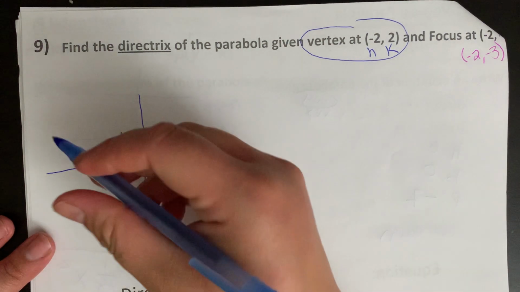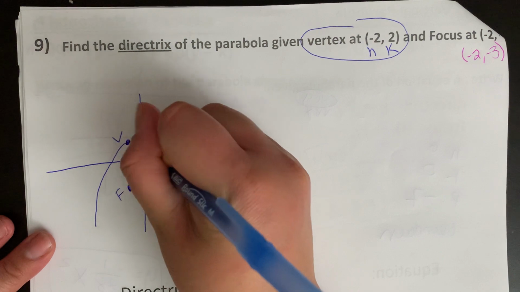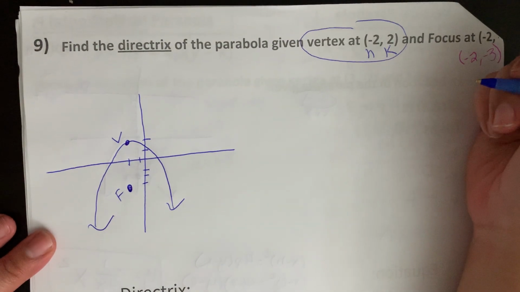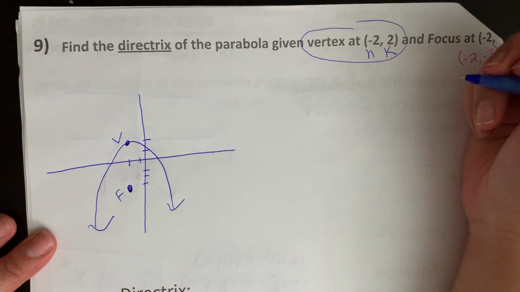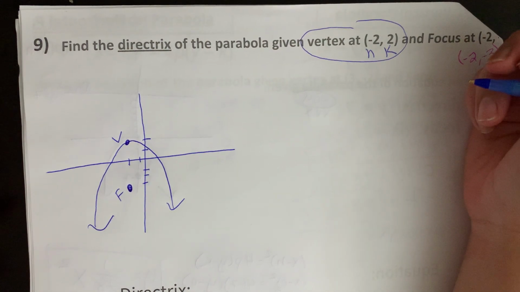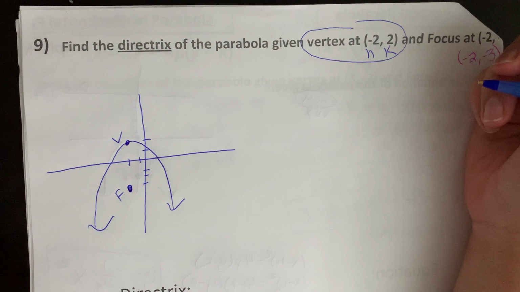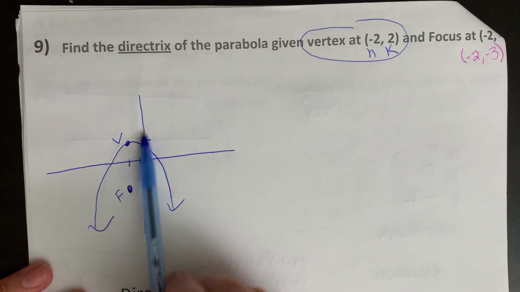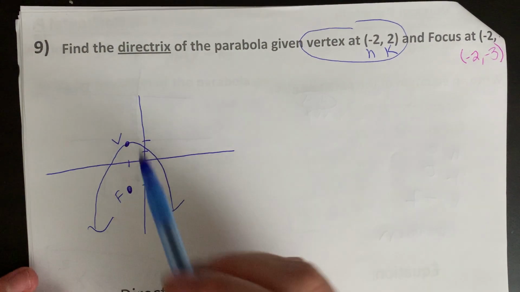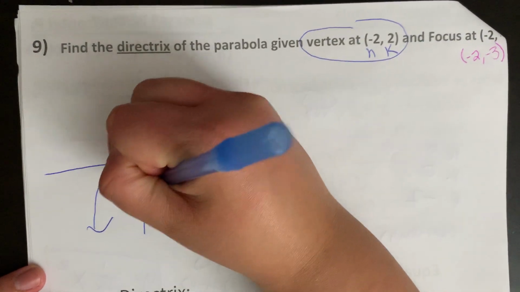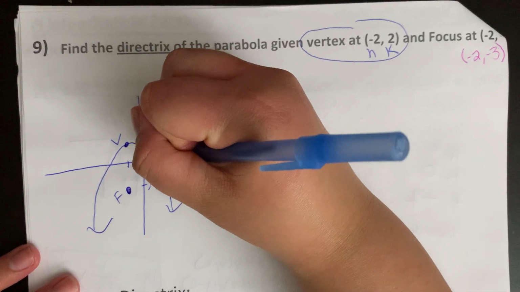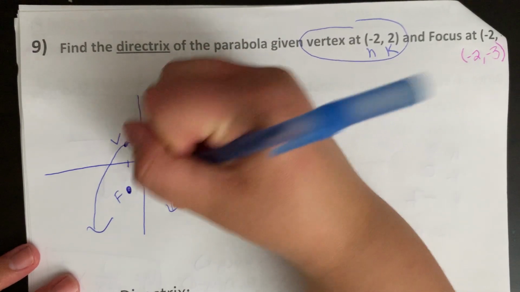My focus is here, which means my parabola is going to open down once again. Except here, I don't really care. I just want a directrix, right? So I just need to figure out how far away my vertex is from my focus so I can do the same thing to the other side. So we know this is 2 and this is negative 3. So literally all we have to do is count. So 1, 2, 3, 4, 5.